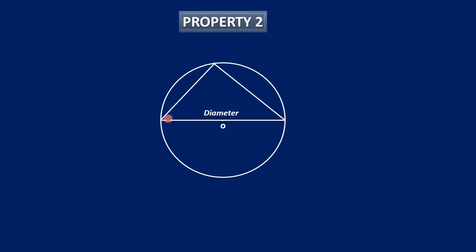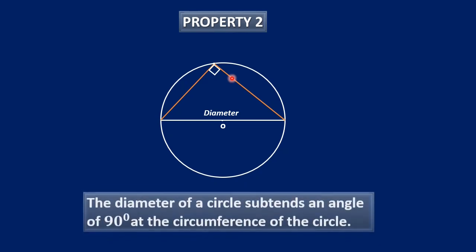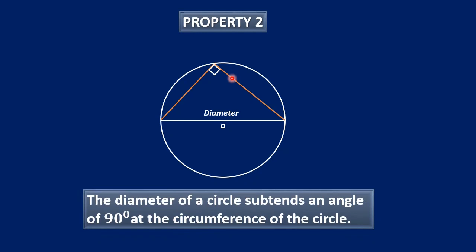With our protractor, we are going to measure the angle subtended by the ends of diameter of a circle on the circumference. So this angle. If you got 90 degrees, you are right. And that brings us to property 2, which says that the diameter of a circle subtends an angle of 90 degrees at the circumference of the circle.